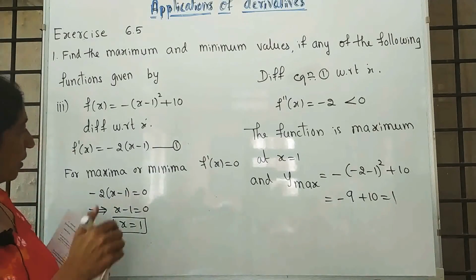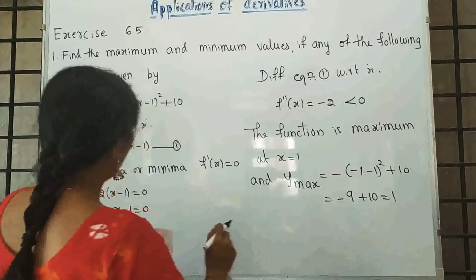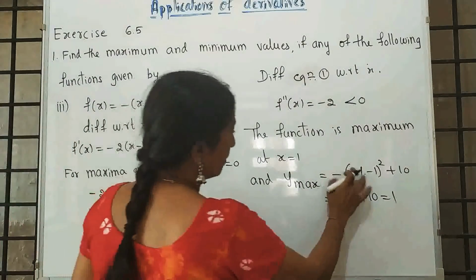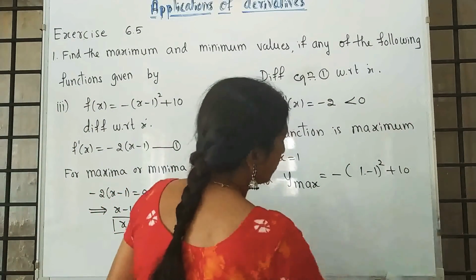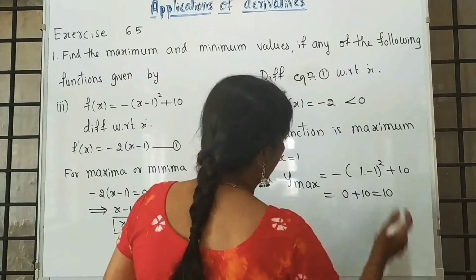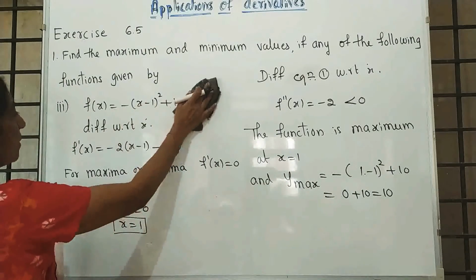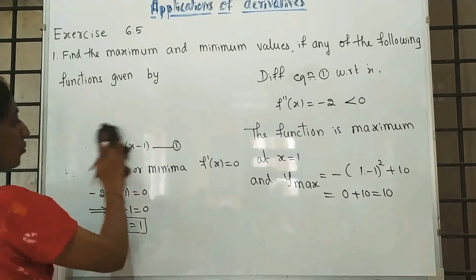So the x value is 1. It is 1 minus 1, and 1 minus 1 is 0. 0 plus 10 is equal to 10. I made a mistake. So x is equal to 1. We have to write x is equal to 1. Please make the correction of that.